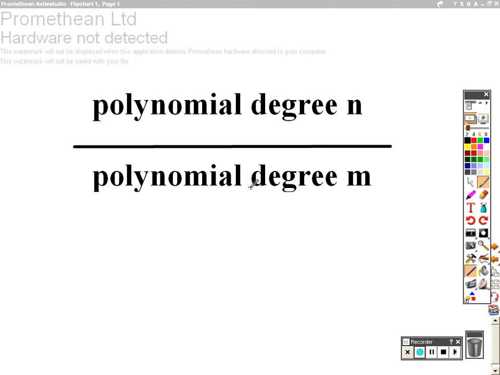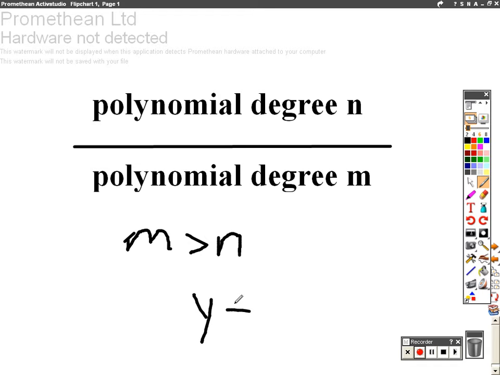Okay, we're going to look at asymptotes in this video. First of all, to look at a rational equation, we have a polynomial to the degree n and a polynomial to the degree of m. And we want to know when m is greater than n, y is the asymptote, y equals 0. So that's the question we're trying to answer.